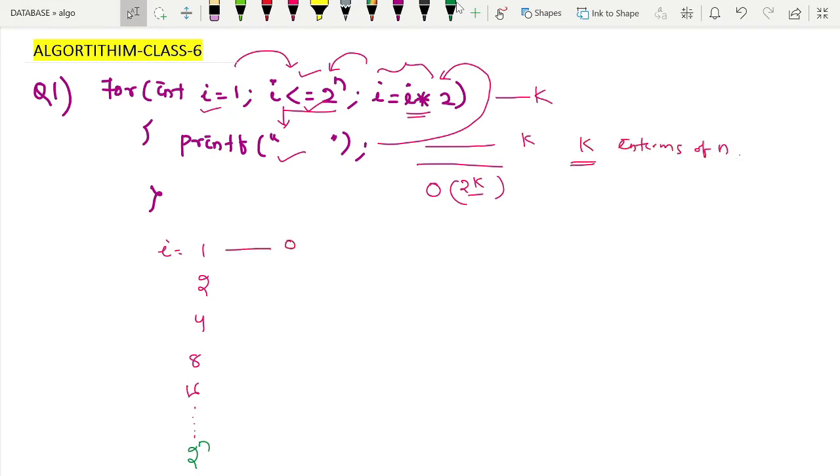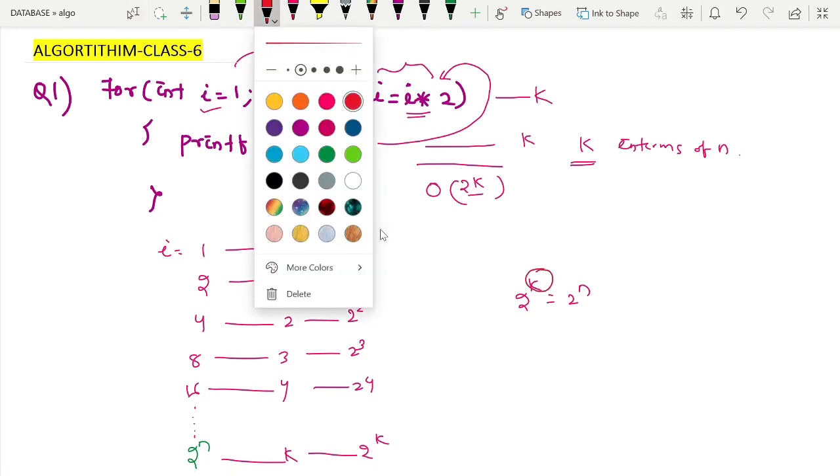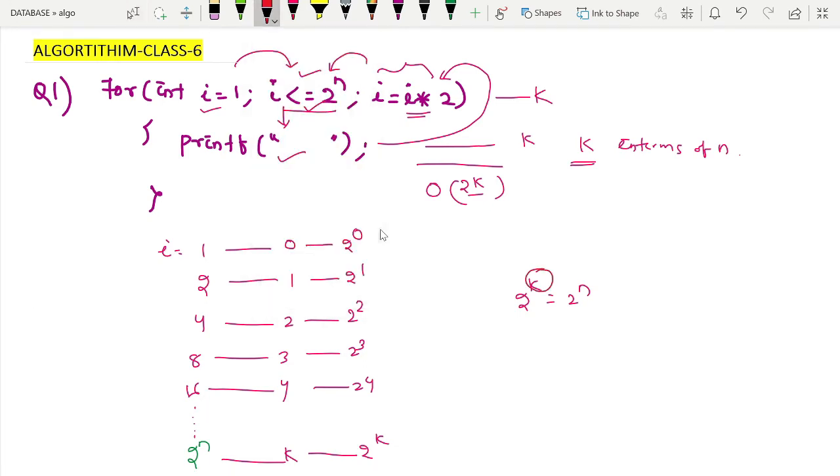Let's suppose this is the 0th time, this is the 1st time, this is the second time, this is the third time, 4th time, and this is the k-th time. We can notice a pattern here: I can write it as 2 power 0, 2 power 1, 2 power 2, 2 power 3, 2 power 4. This can be written as 2 power k. So let's equate 2 power k equals 2 power n. From these two, I just want to find out the value of k, right? What can I do? I can take the logarithm on both sides. So here I will get k log 2, here also I will get n log 2. The base is 2. So we are getting k equals n.